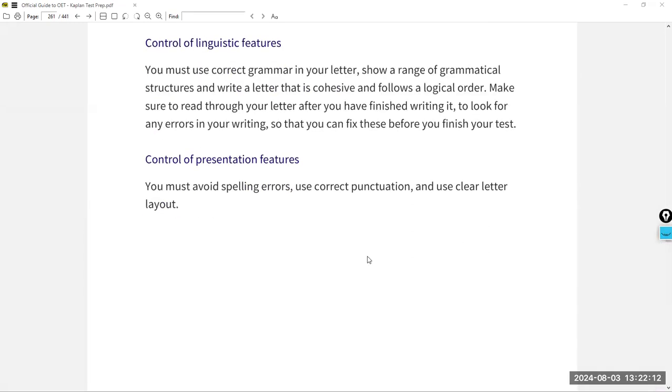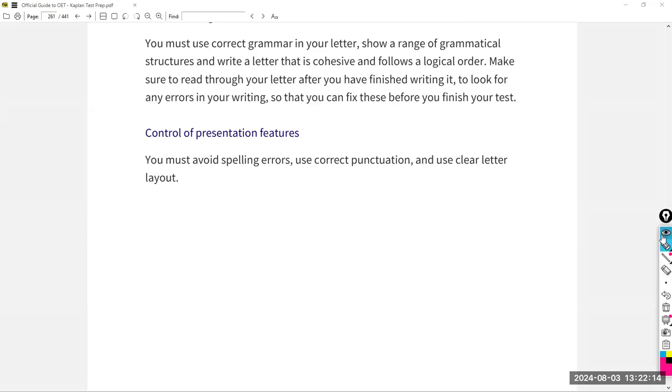Now, control of presentation features. I must avoid spelling errors, absolutely. Use correct punctuation marks. This is extremely important. You are an academic student now, so you have to use the punctuation marks correctly. I have to know how to use the comma, the full stop, the semicolon, the colon, the parentheses, the brackets. This is extremely important. And I have to use a clear letter layout.